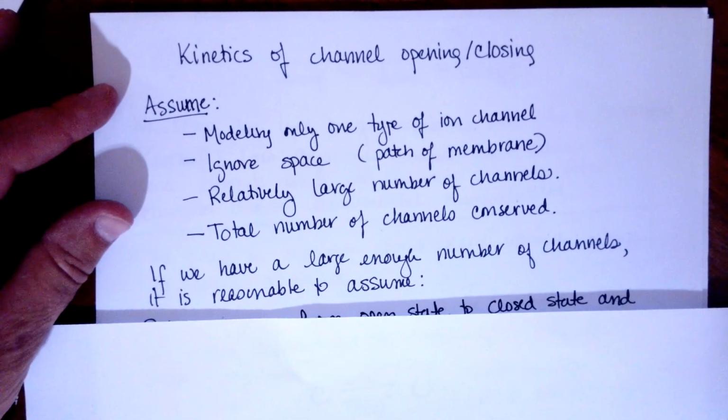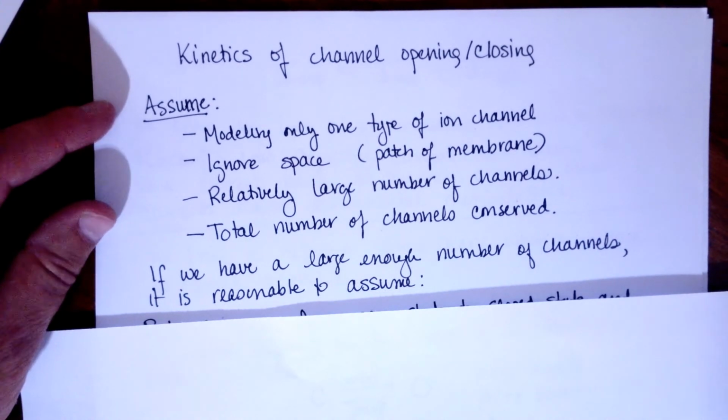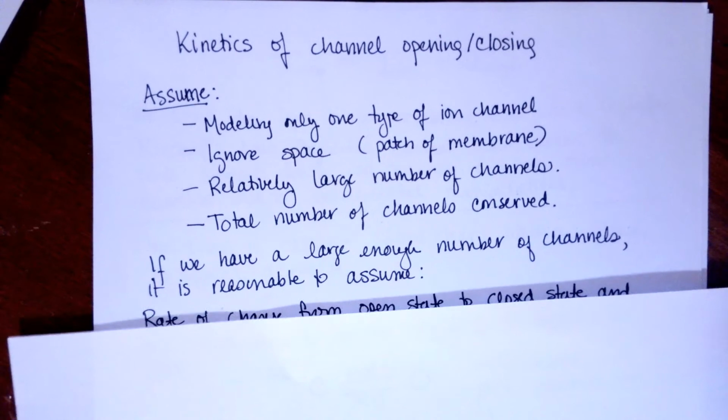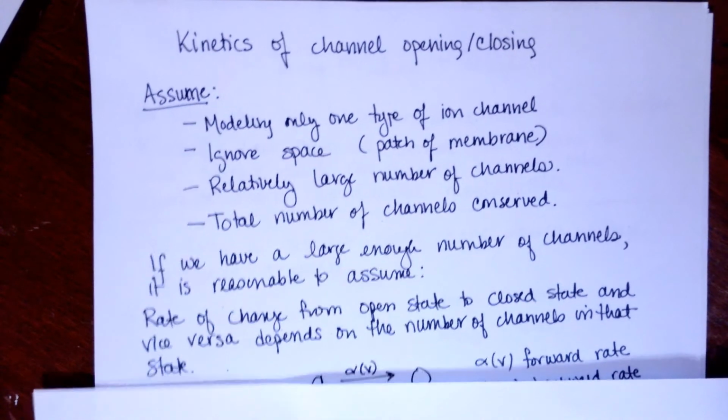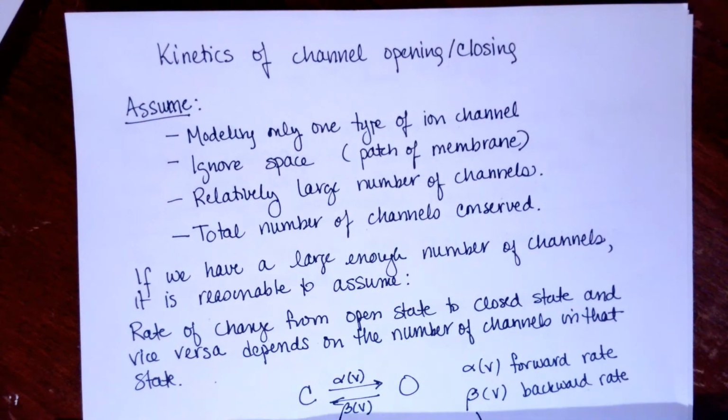All right, so if we have a large enough number of channels, we can think of averaging over their behaviors, and it's reasonable to assume that the rate of change from an open state for a channel to a closed state and vice versa depends on the number of channels in that state. And so what we're really saying here is if we have a lot of open channels, then more channels can change to closed. If we have a lot of closed channels, we have more available to change to open. If we have a small number, only a small number can change. So it's a very reasonable assumption.